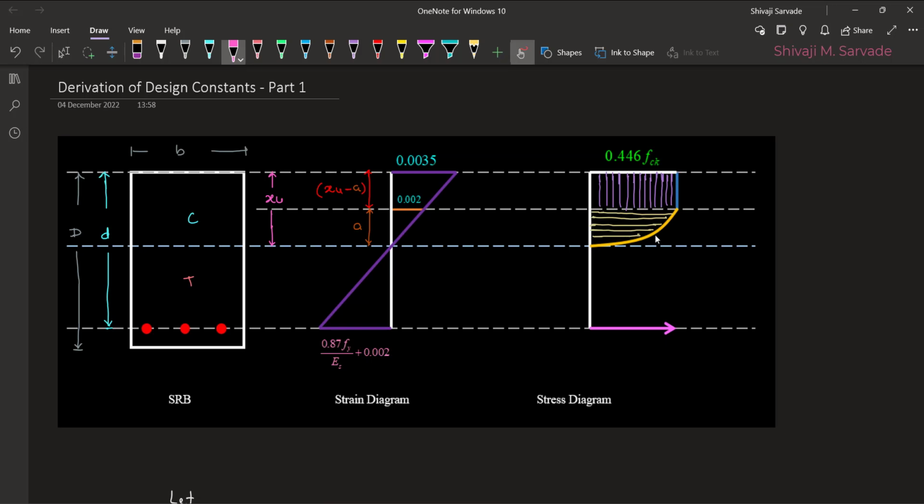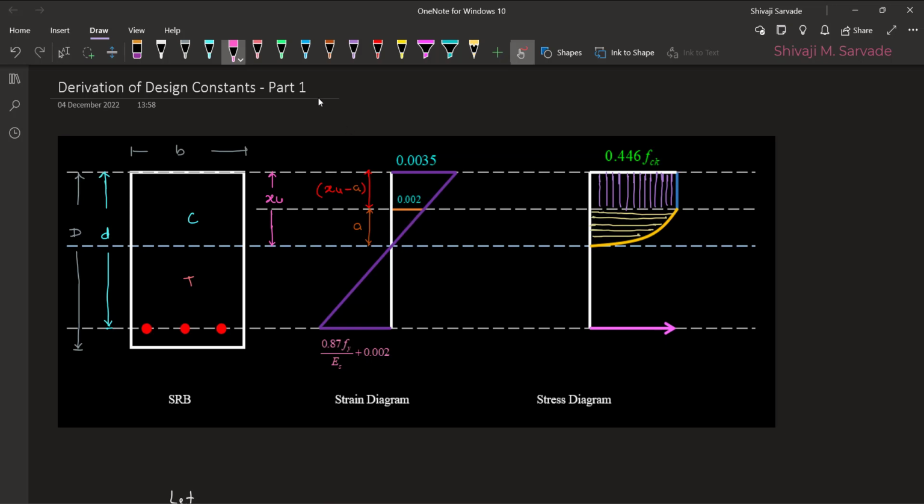Now we have the stress diagram also. We have seen in the previous session that we have 0.446 fck as the outermost stress in the concrete. We also have seen that there is parabolic variation of stress in concrete up to the strain of 0.002, and afterwards it becomes linear up to the strain of 0.0035. Now let's denote A as the distance from the neutral axis up to where the strain becomes 0.002.